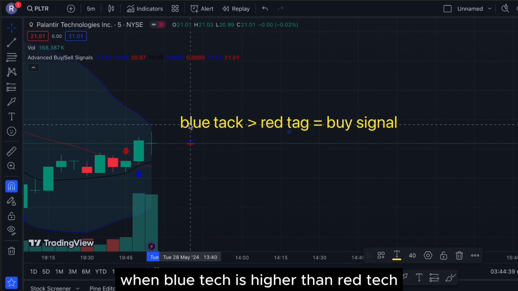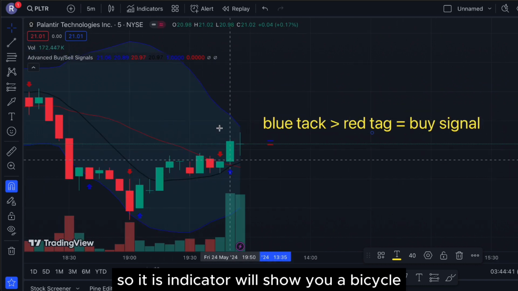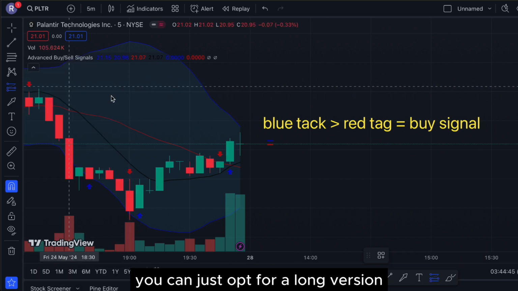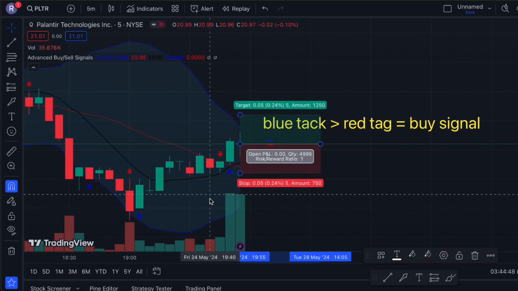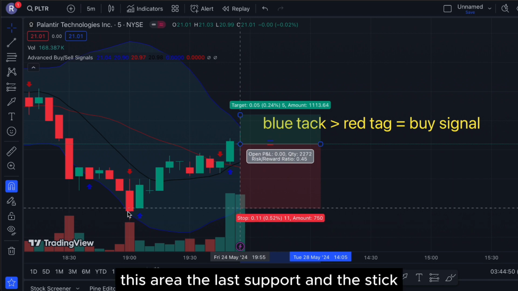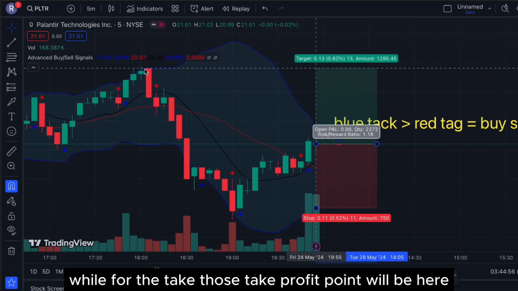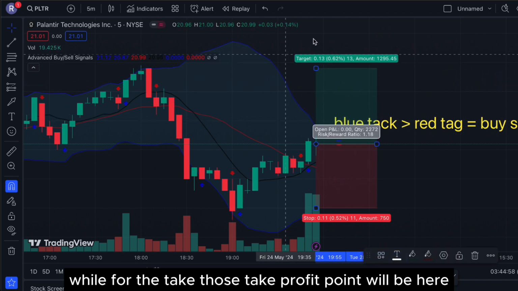When the blue tag is higher than the red tag, it means a buy signal. So this indicator will show you a buy signal. If you want to plan your trade, you can opt for a long position, and the stop loss will be in this area, the last support candlestick, while the take profit point will be here.